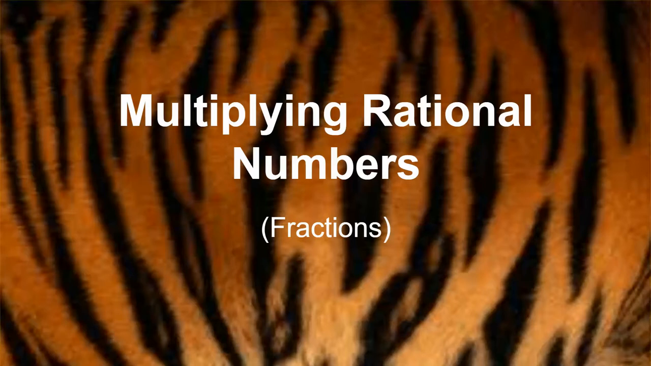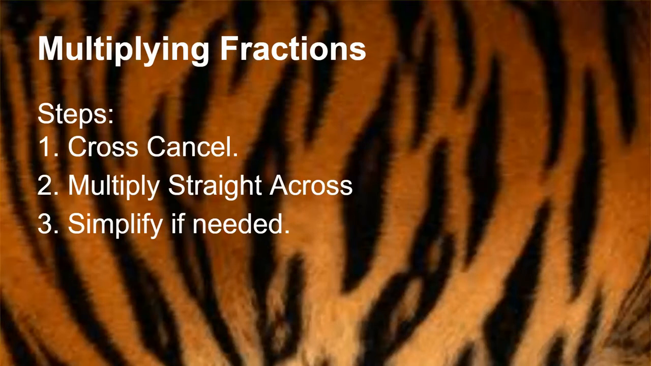Today we'll be multiplying rational numbers. Basically, it's another way of saying multiplying fractions. There's some steps you can follow. First, you need to cross-cancel, multiply straight across, and simplify if needed. If you cross-cancel correctly, you will not have to do step 3.